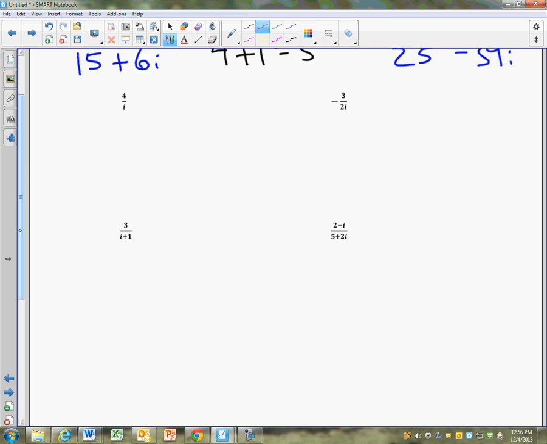Alright. 4 divided by I. You can't have an imaginary part in a denominator. You got to express it as a complex number. This doesn't work, and we have a way to get around it. It's very simple. We multiply the top and bottom by I. So what's I times I? Negative 1, and the top gives me... What's 4i divided by negative 1? Negative 4i.